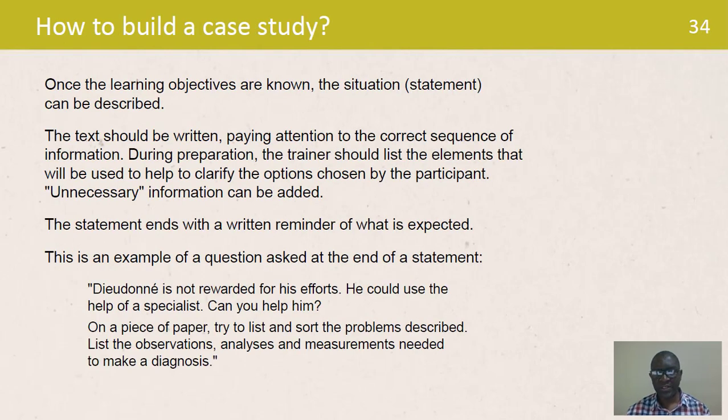How to build a case study? Once the learning objectives are known, it is necessary to choose a typical situation. Give details. Include names, places. Describe actors and circumstances, environment, facts, and various interactions. Make sure that the instructions are written clearly and coherently, paying attention to the correct sequence of information. Finally, the case should end with a written reminder of what is expected from the participants: instructions, what you expect them to do, or questions to be answered.